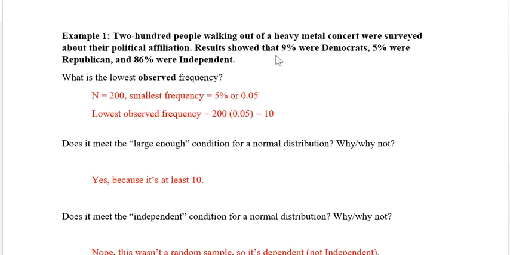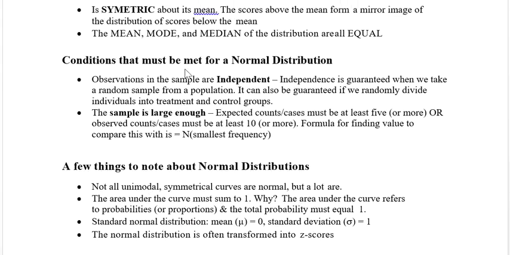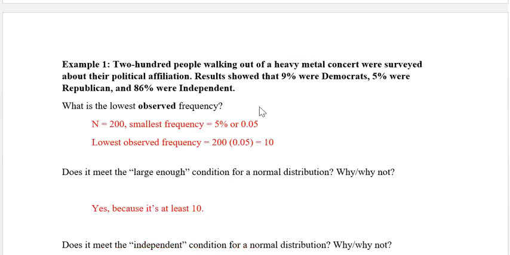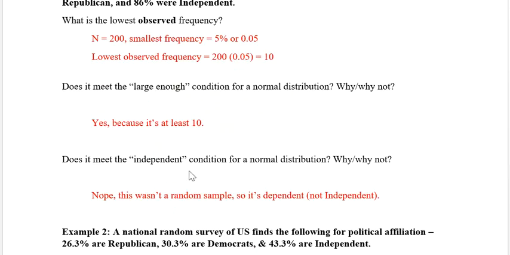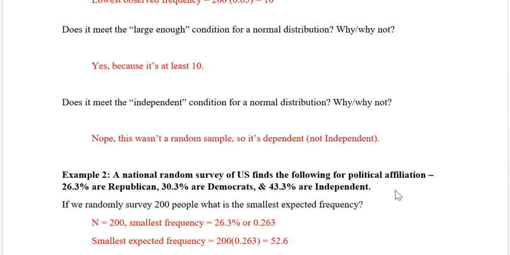That would be like going to a Trump rally and asking them who they're going to vote for. Well, I'm betting almost 100% are going to say they're voting for Trump. It's not randomized. So for this one, it's not independent because it's not randomized. We wanted to know conditions that must be met for a normal distribution. So for this one, even though it met the large enough condition, it did not meet the independent condition. So yes on this one, no on this one.